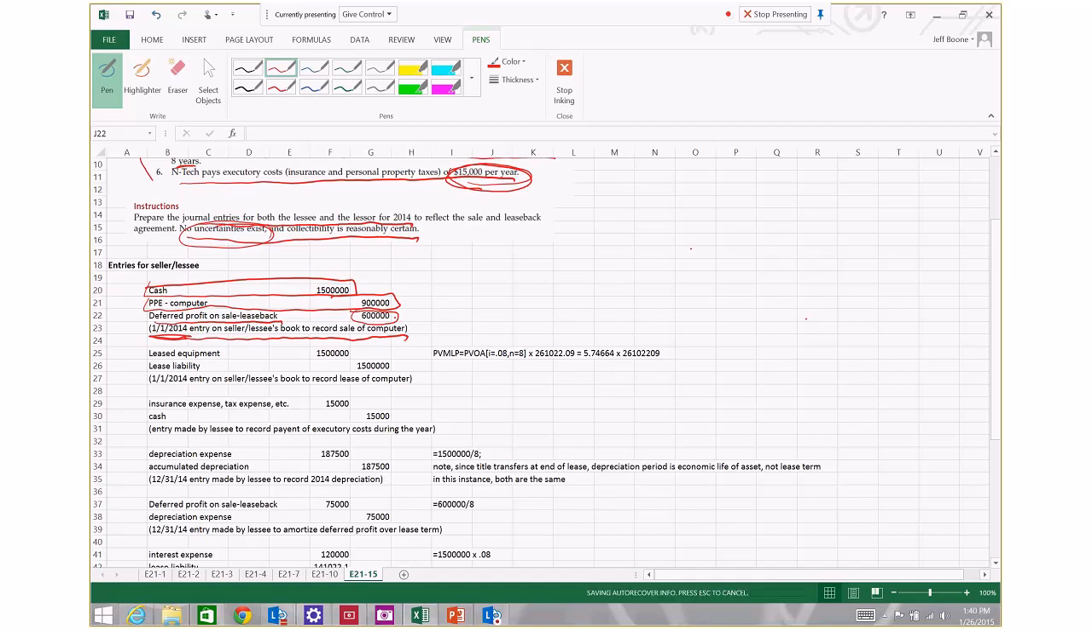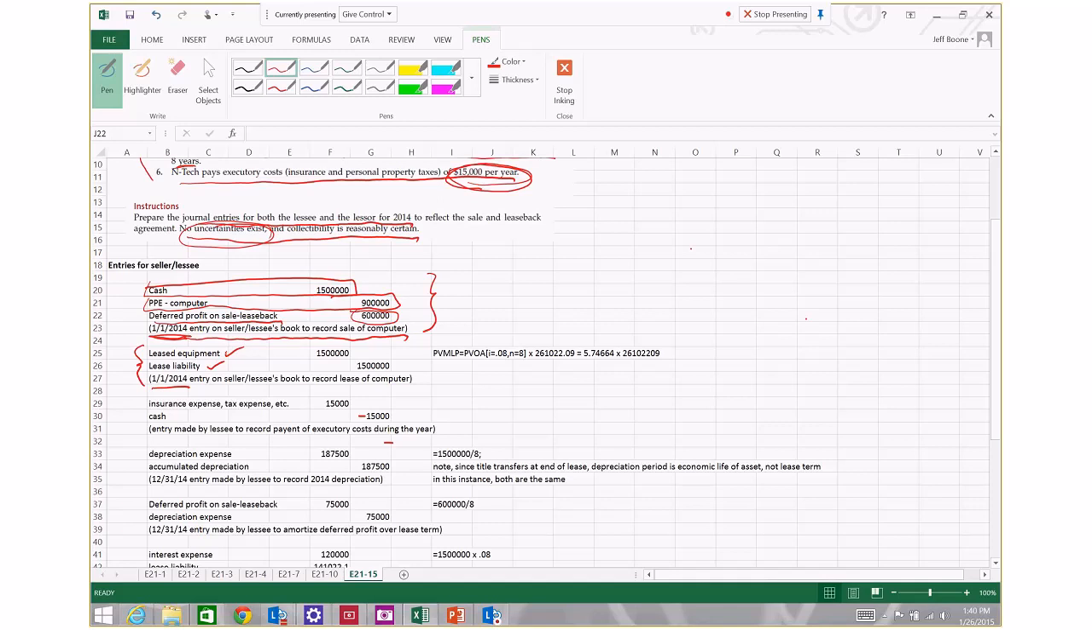Okay, so this is the entry that the seller lessee is going to make in order to book the sale of the equipment. Here's the entry that they're going to make on 1/1/2014 to book the leaseback of the equipment. As usual, they're going to debit leased equipment for the present value of minimum lease payments, and they're going to credit the lease liability account for the present value of minimum lease payments.